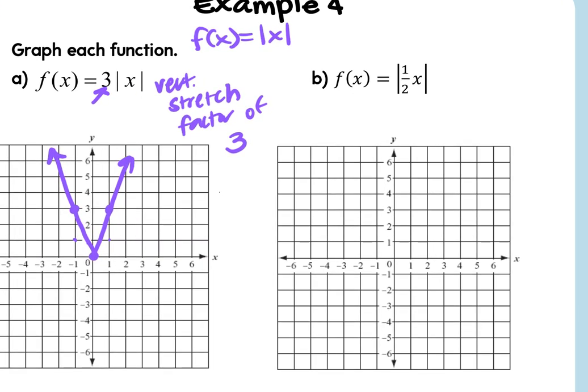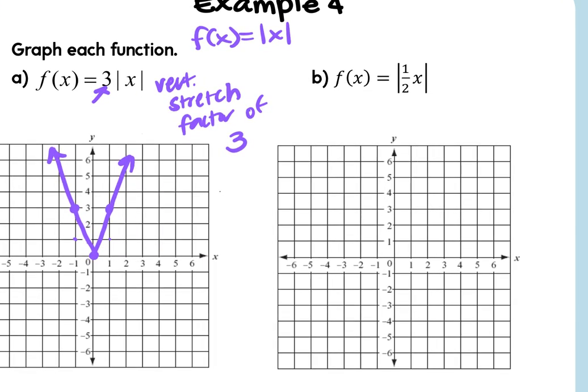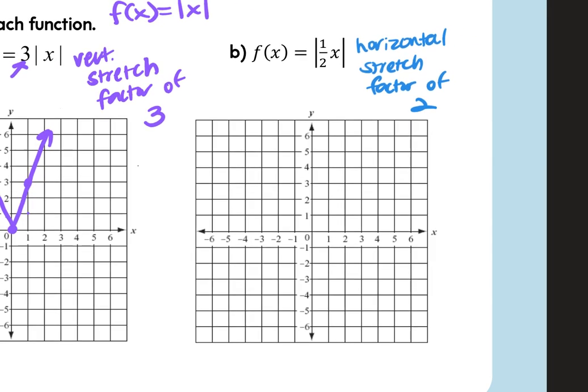And B, what's the dilation? It's inside, so what? Vertical or horizontal? Horizontal. And if it's horizontal, what do we do to that? We flip it. Yeah? So if it's 1/2, that means it's a horizontal stretch factor of 2. So my 0, 0 stays, but my 1, 1s, I change the x values. I multiply the x value by 2. So it goes 2, 1.